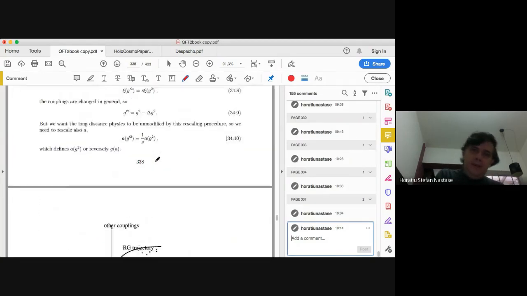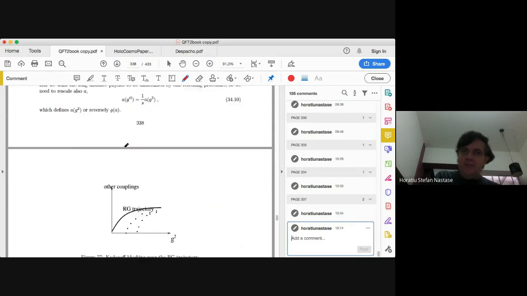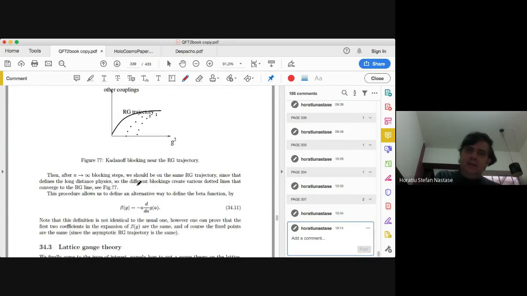All right, but we've just seen that in this way we define a function a of g squared, or reversely g of a, so the coupling depending on a. So that allows us to define the beta function in an alternative way. So beta of g is now minus a d/da g of a. The minus is because before we had lambda d/d lambda. Lambda is a momentum scale, a is a coordinate scale, so this is d log a, which is minus d log lambda in some sense.